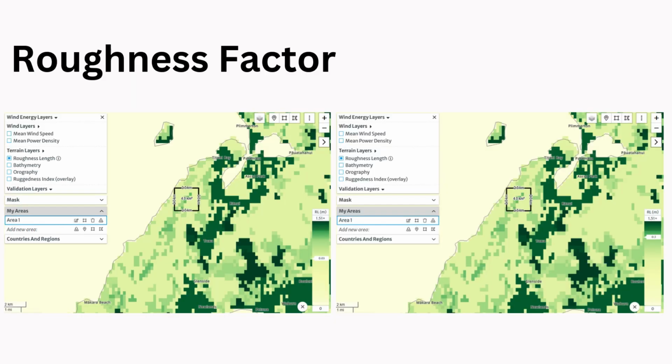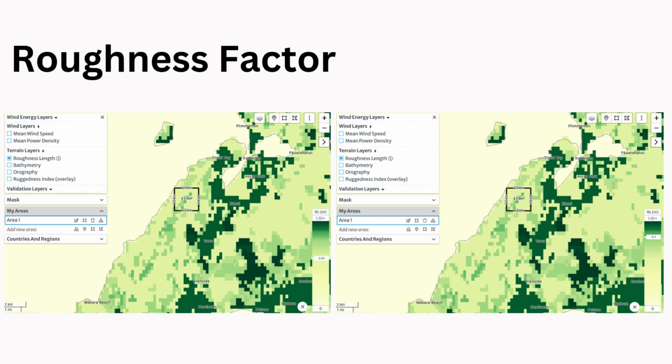Then last, let's talk about the roughness factor in this area. The roughness means the roughness length of the terrain surface. And the roughness varies between 0.03 meter, which you see in the left picture, to 0.3 meter.